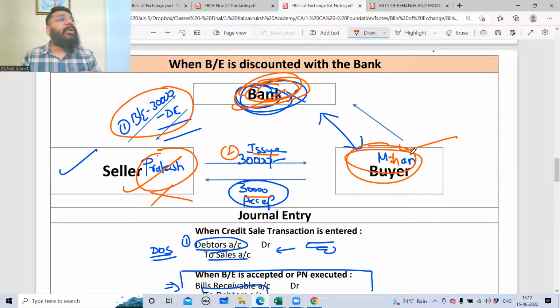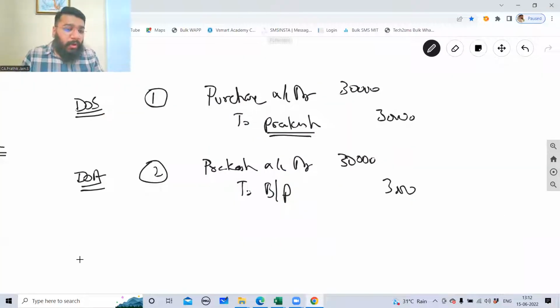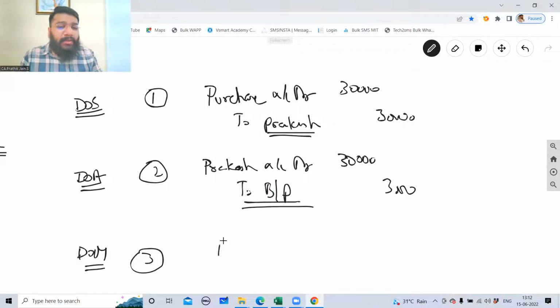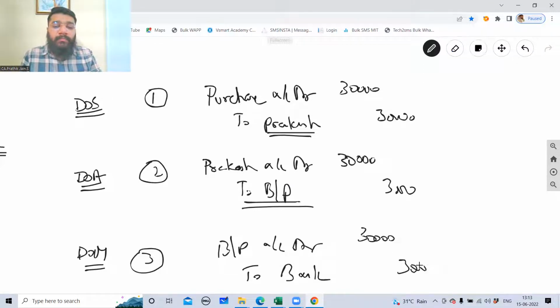So on the date of maturity, what is happening? He's making the payment, money is going out. So on date of maturity, third entry will be, I'm cancelling the bill because I have made the payment. So I'll debit the liability to bank, 30,000, 30,000. Any problem here?